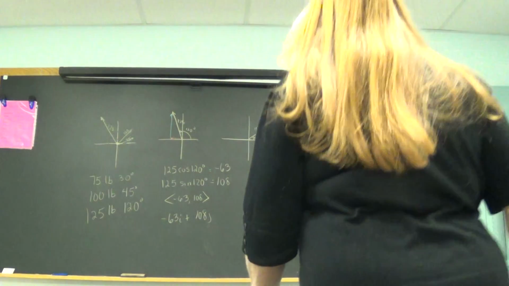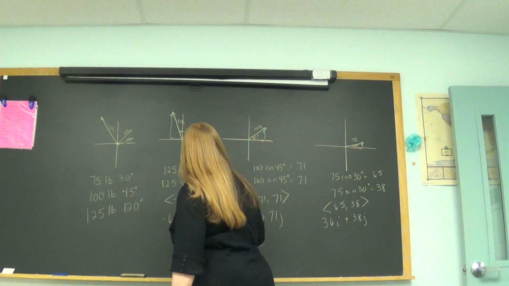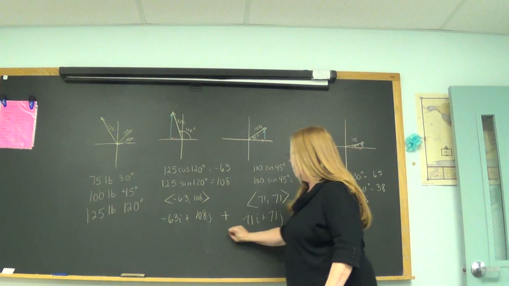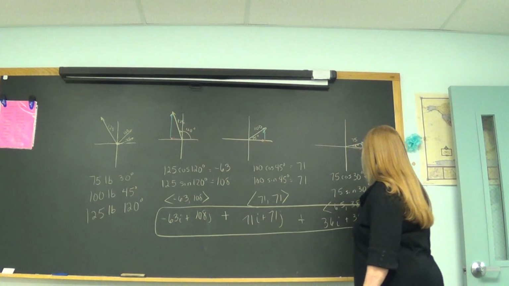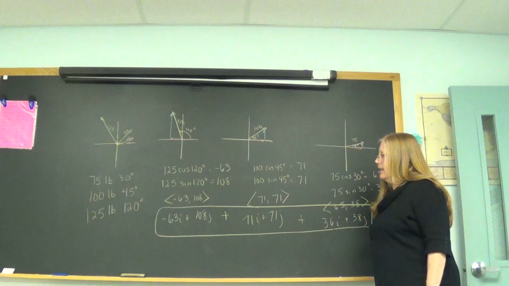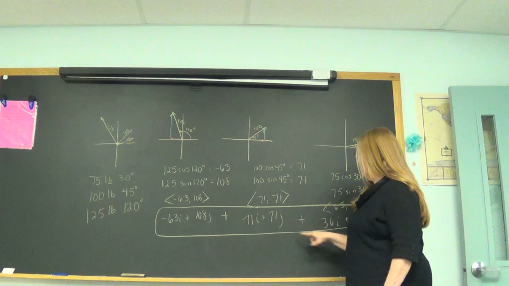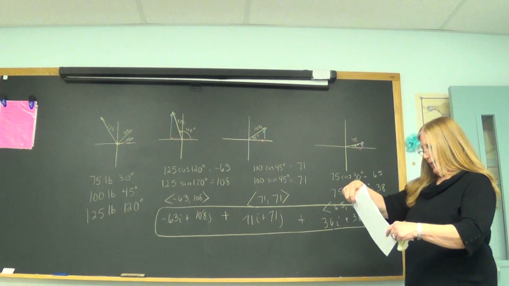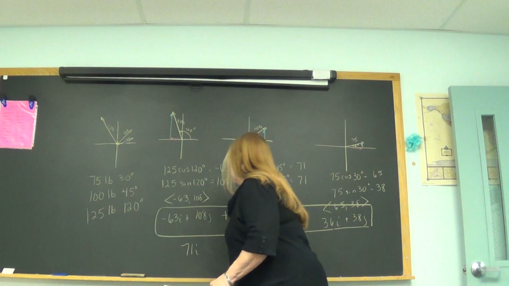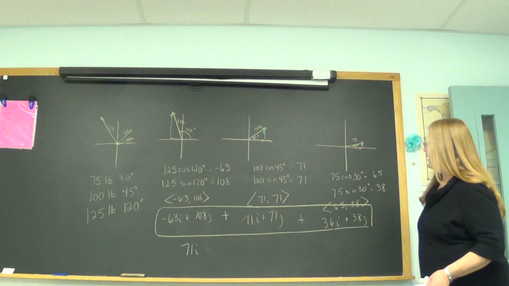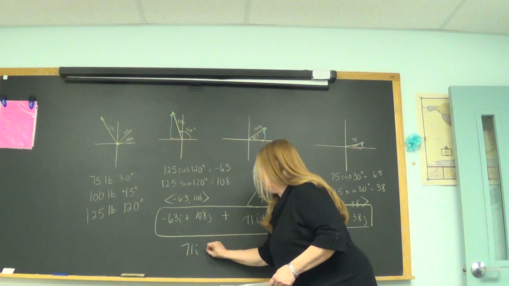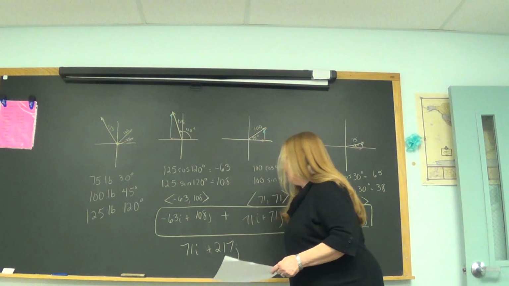All right, so I'm going to use the i and j. I'm going to add this, this, and this. This is my addition right here. I'm going to add all the i's to all the i's, so negative 63 plus 71 plus 65. When I did that, I got 71, rounded. And then 108 plus 71 plus 38, that's the j's. I got 217, that's the j.